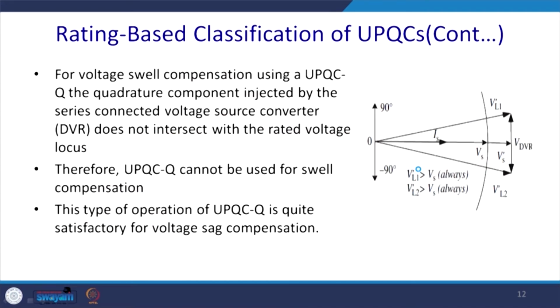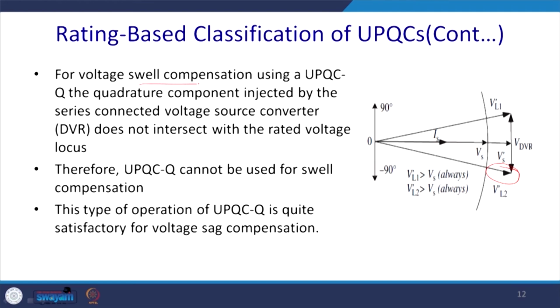Now, UPQC based on P. So, you will have a voltage DVR. Now, what you will inject is in phase with the current. So, real power is required to be pumped, and thus you get a little higher voltage or lower voltage depending on the compensation.